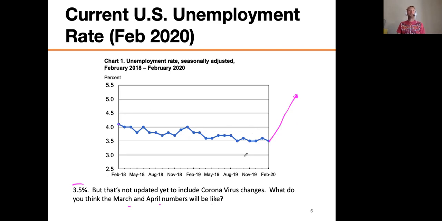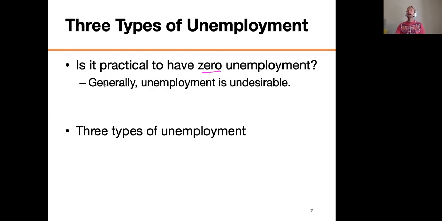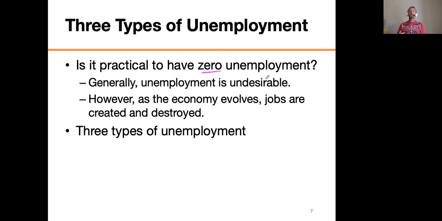we've had almost ever. Okay, so let's talk about the different types of unemployment because I think it's good to ask this question: is it ever practical to have zero unemployment? If you remember the last time I asked the question, is it possible or practical to have zero of something? The answer is always no, right? So in general, unemployment is undesirable. We don't want unemployment. However, as the economy evolves, jobs are in fact created and destroyed. And so we want this creative destruction process going on.